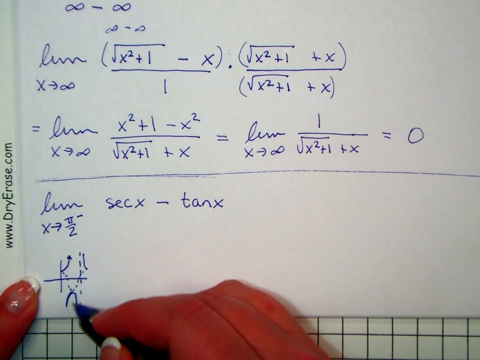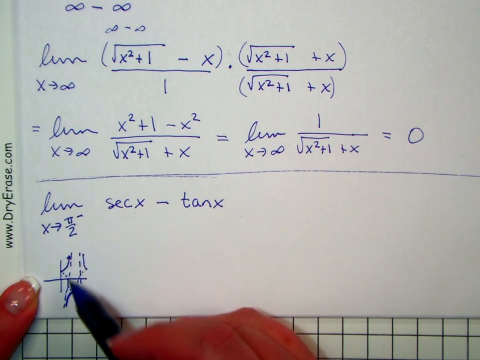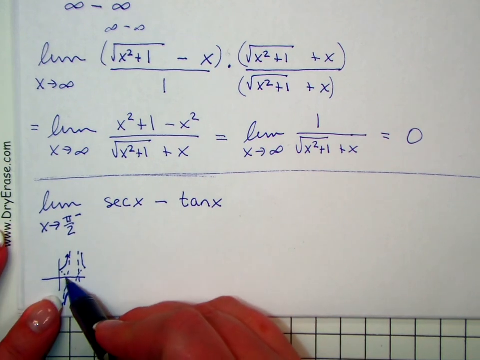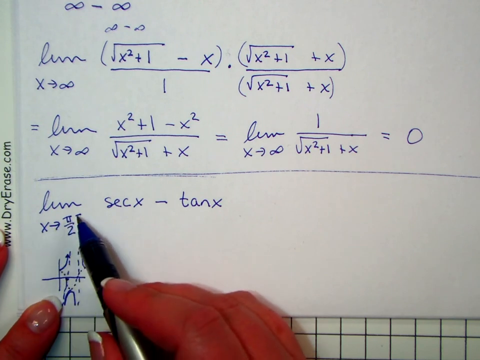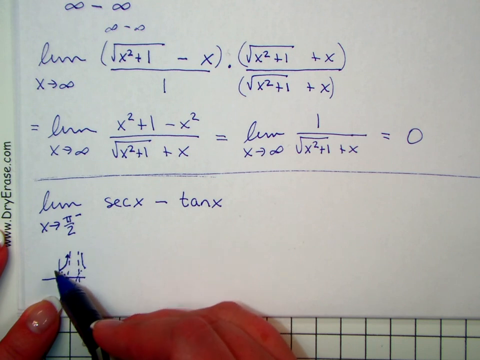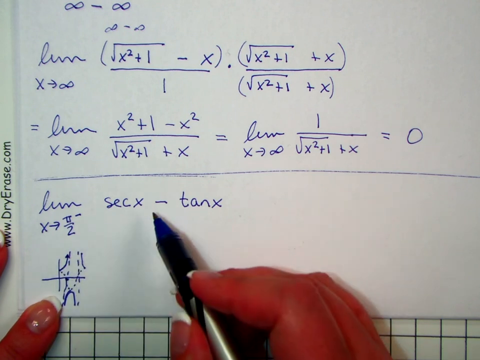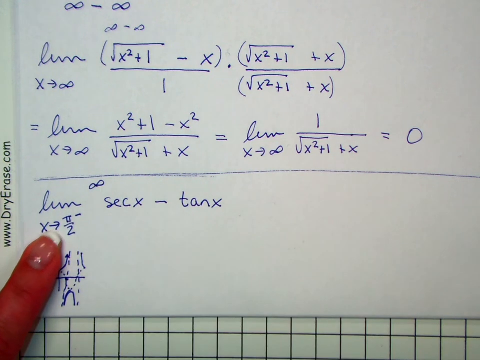looks like this, right? Where it has asymptotes. It heads off to infinity here. So pi over 2 is right here. So if I look at the limit as x approaches pi over 2 on the negative side, it's looking at this part of the graph that's headed off to infinity. So secant of pi over 2 on the negative side is indeed infinity.